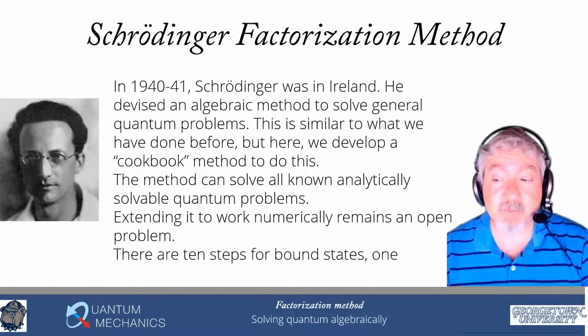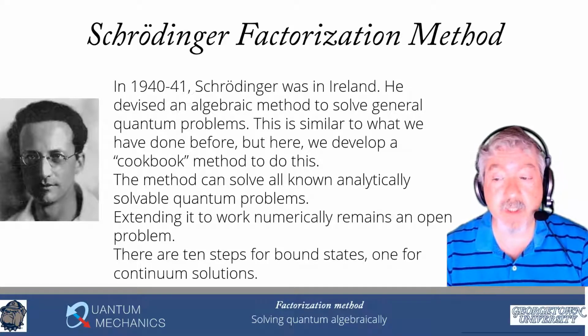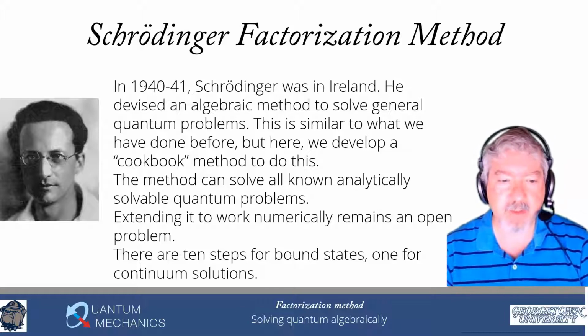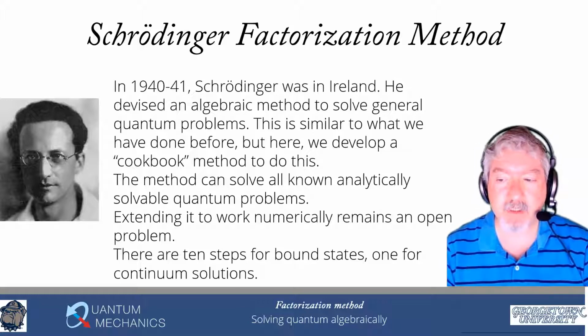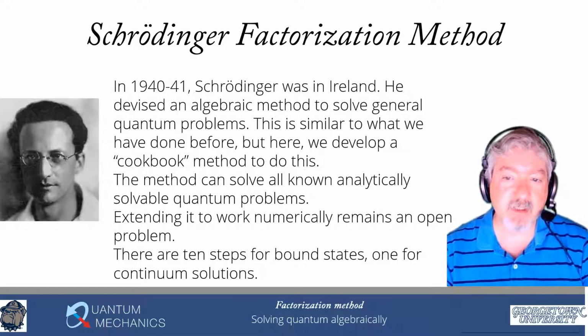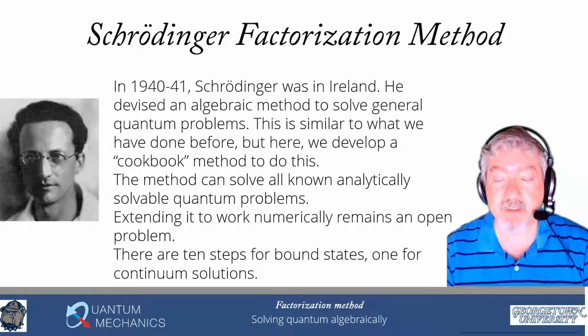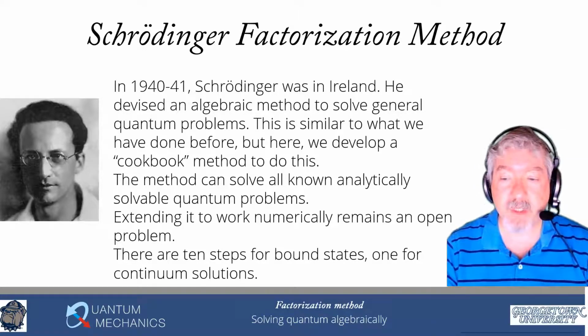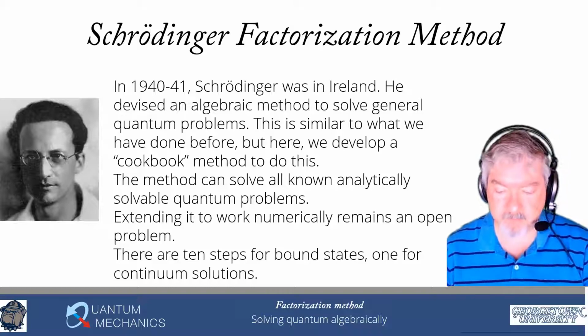There are 10 steps or 10 important points that I want to establish when we use this method for solving bound states. There's only one for the continuum states. And so this will be heavily weighted to looking at bound states. Bound states are states that have energy that is less than the maximum of the potential, and these bound state energies tend to be localized in some region in space, and the system does not move all the way out to infinity when it's in a bound state.